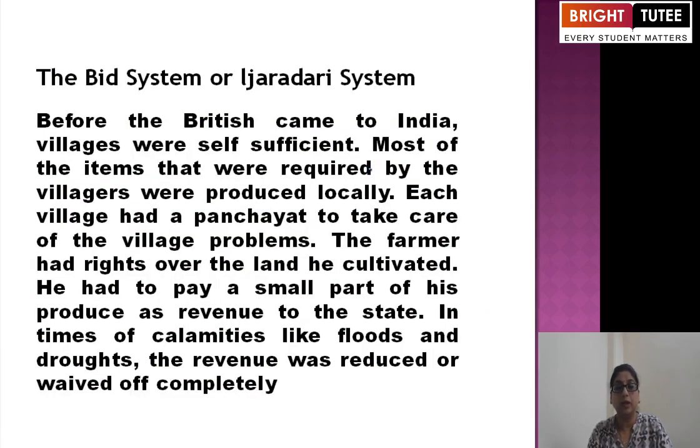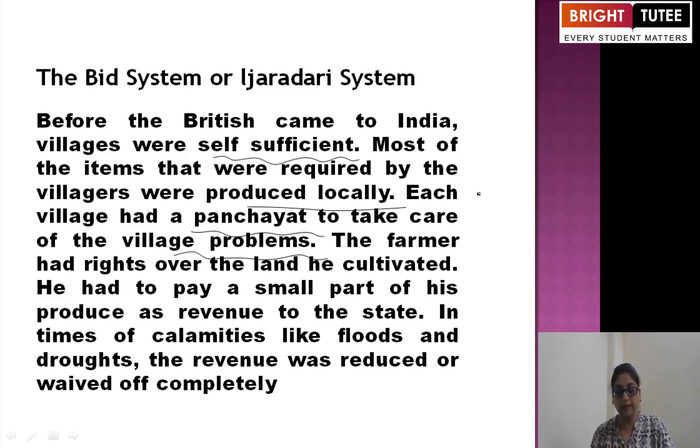Now, the bid system. Before the British came to India, villages were self sufficient. We have already talked about it. Self sufficient means they were capable of producing all those things which could fulfill the requirements of their villages. Most of the items required by the villages were produced locally. Each village also had a panchayat, and this is well known. The panchayat system was there to overcome the village problems. That means they used to give the solutions.